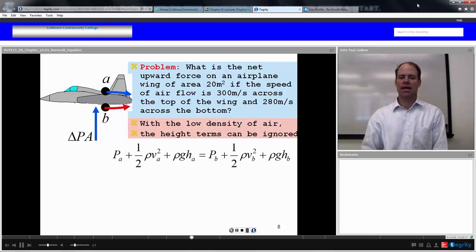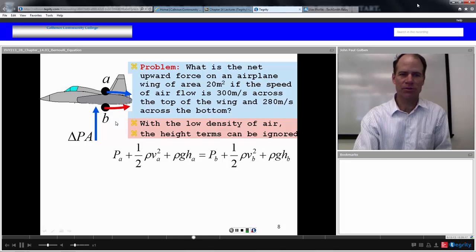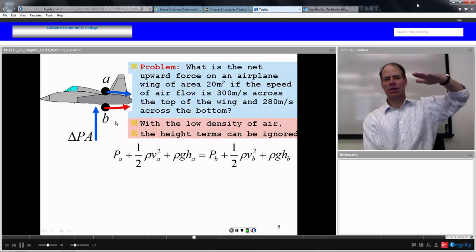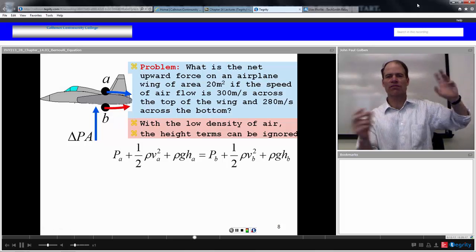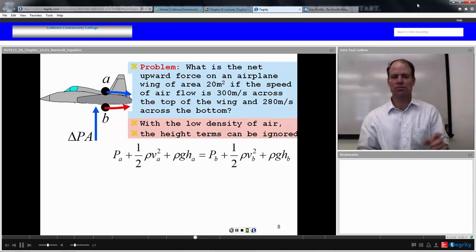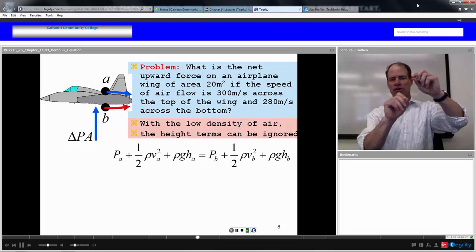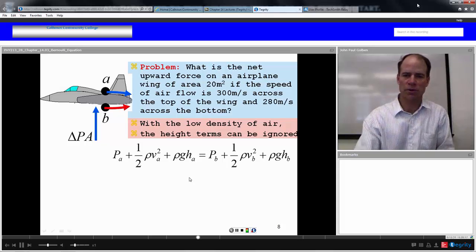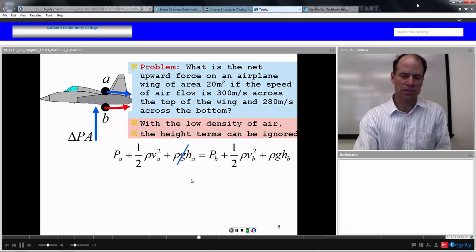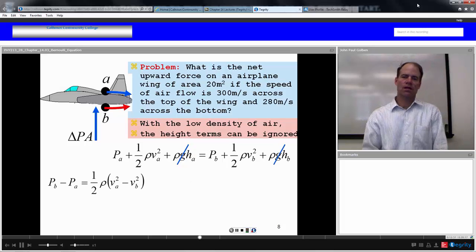Now in this case, rho gh, the density of air is pretty small, and the difference in height between A and B is just the height of the wing, which is really incredibly small compared to everything else. The absolute pressure terms and the velocity terms are squared, so those terms are going to be so much bigger than the rho gh, and the rho gh terms are almost the same anyway if you're at the same heights above some reference point, that for all practical purposes we can ignore the rho gh terms. So we're left with this.